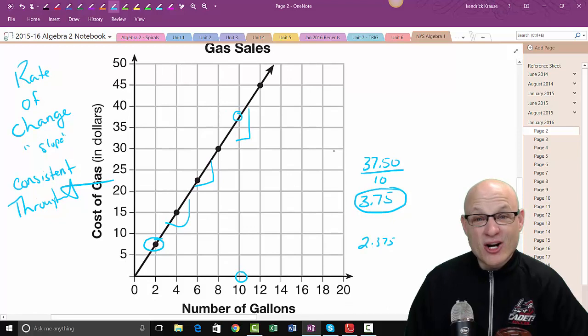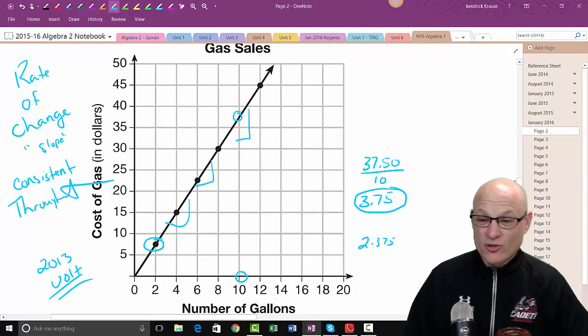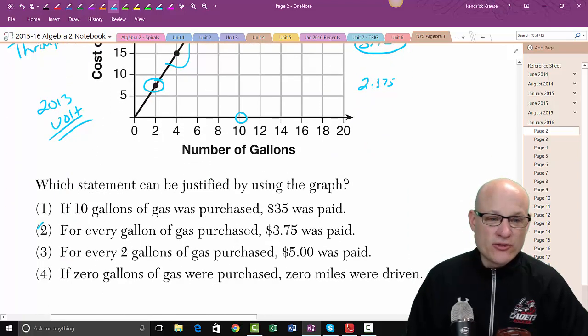No. You could have my car. I have a 2013 Volt. I buy gas about once every 6 months because I don't ever use gas. So I could be driving a Volt and just not use gas. At any rate, the answer is choice 2.